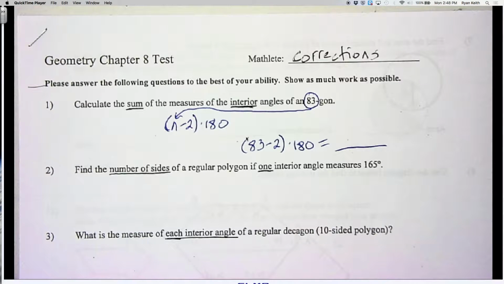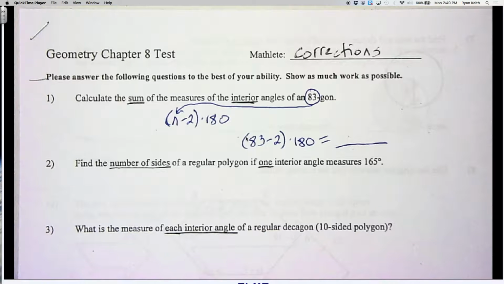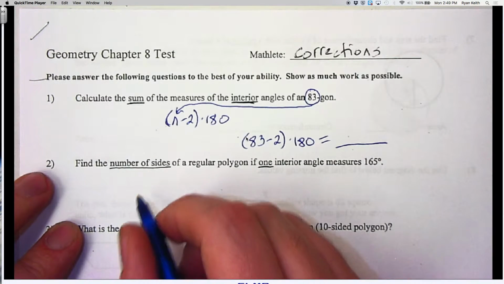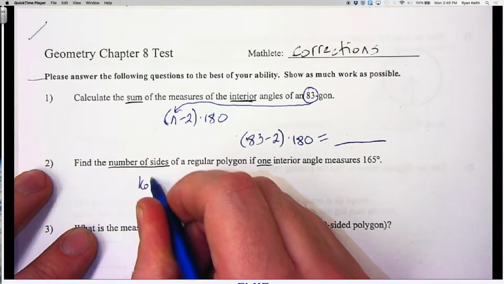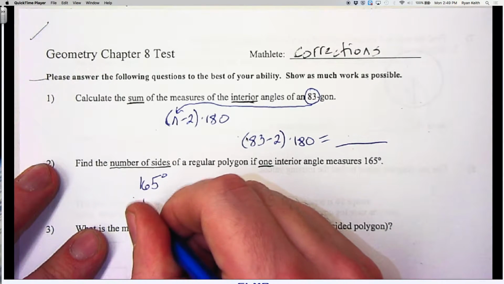Number 2, find the number of sides of a regular polygon if one interior angle measures 165. If you would look at the back of one of your toolkit pages, you would see that example that was done where I have it broken down into the hard way and the easy way. Of course, why wouldn't we do this problem the easy way? And that would be, I would take my interior angle of 165 degrees. Remember, that's an inside or interior angle.